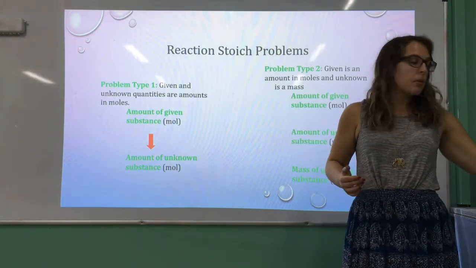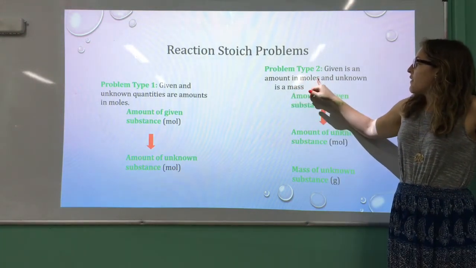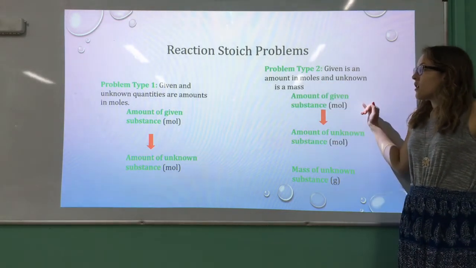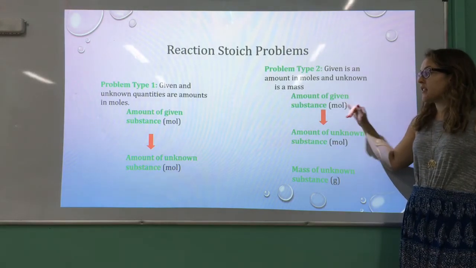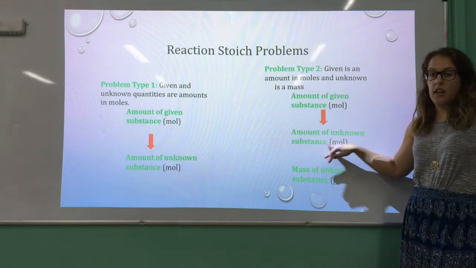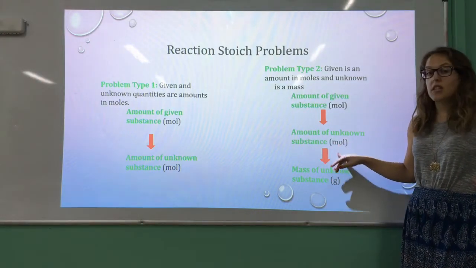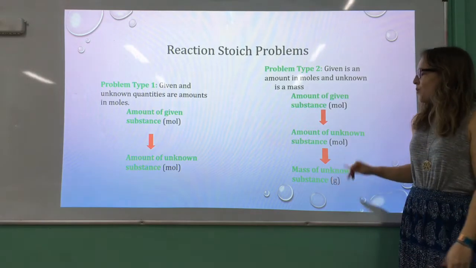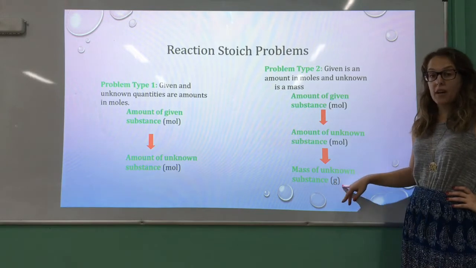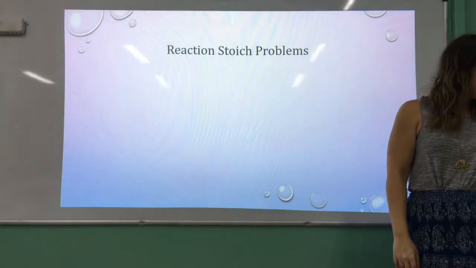So problem type 2 is when we have an amount in moles given, and then the unknown is the mass. So we're looking for the mass. So we start with the amount of given substance in moles. We convert that to the amount of unknown substance in moles. So we do the mole to mole ratio. And then from using what? The molar mass, we can figure out the grams of unknown substance from the moles of the unknown substance.